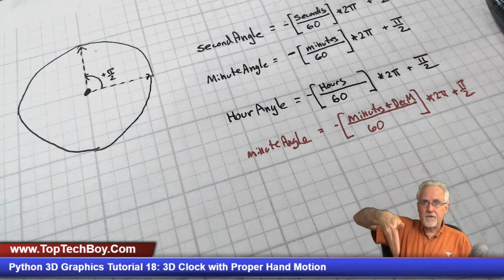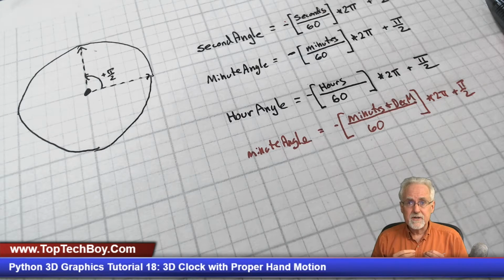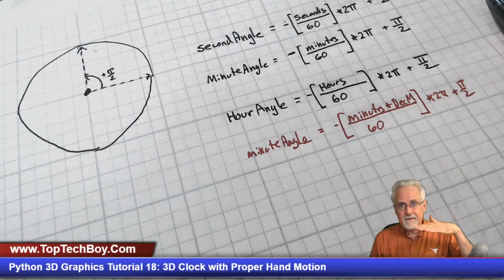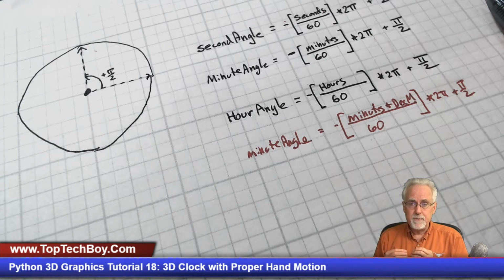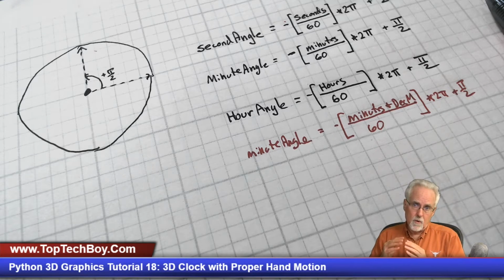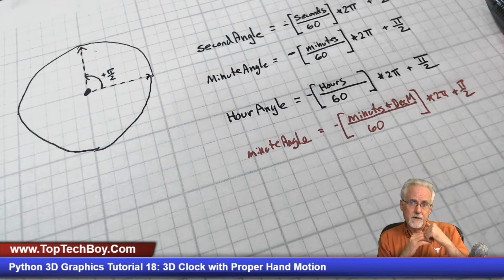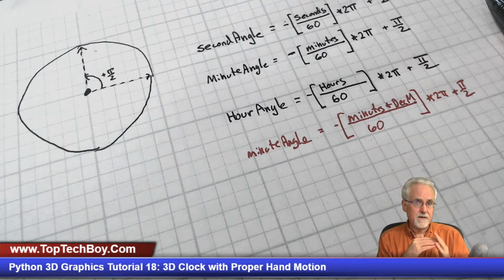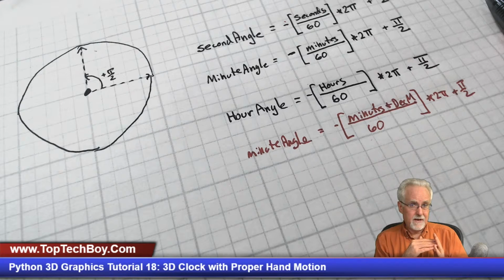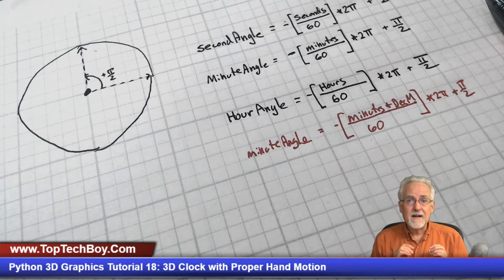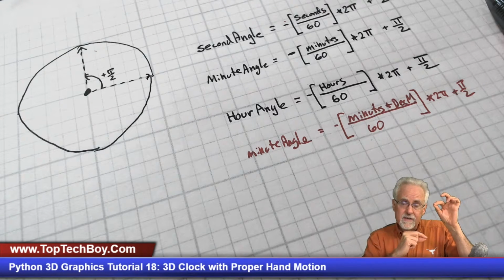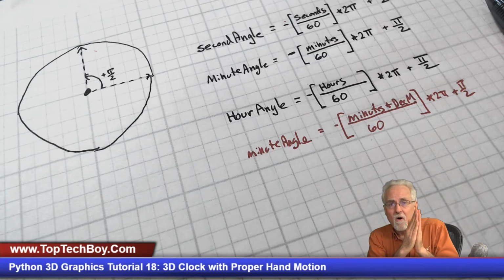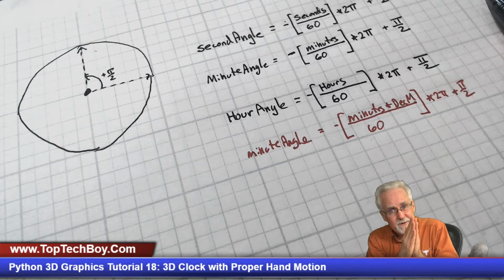If I'm at 30 seconds, what fraction of a minute do I have? 0.5. If I am at 15, what fraction of a minute do I have? Well, it's 15 divided by 60. Or at 30 seconds, it's 30 divided by 60. Or at 45 seconds, it's 45 divided by 60. Or if I'm at 59 seconds, that would be 59 divided by 60. That'd be like 0.97 or something.